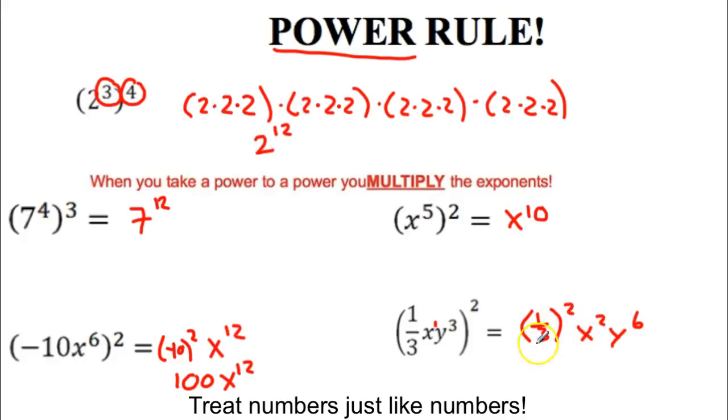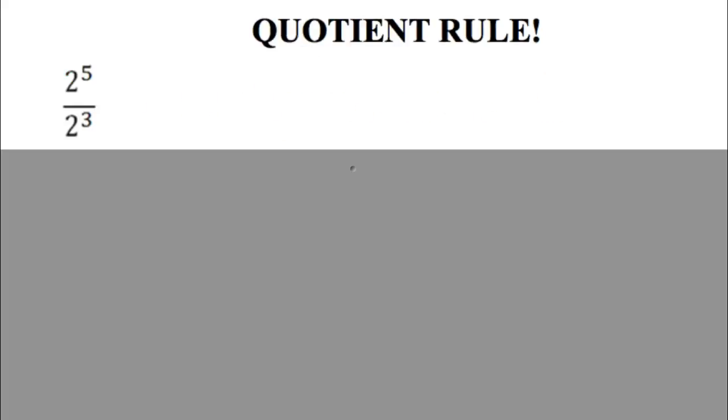Now I need to simplify this fraction right there. So 1/3 squared, well, that's going to be 1/3 times 1/3, right? When you square something, you multiply it by itself. And then I have x squared, y to the 6. So now I'm multiplying these fractions. 1 times 1 is 1. 3 times 3 is 9. So I have 1/9 x squared, y to the 6th power. Bam, done.